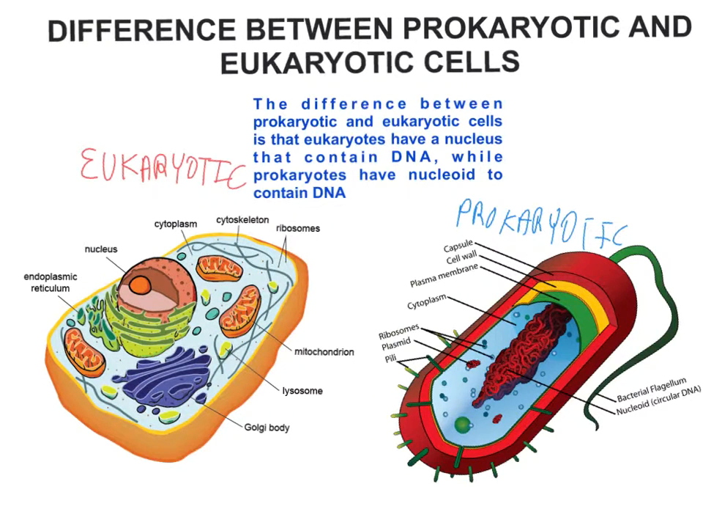The difference between prokaryotic and eukaryotic cells is that eukaryotic cells have a nucleus that contains DNA, while prokaryotes have a nucleoid to contain DNA.